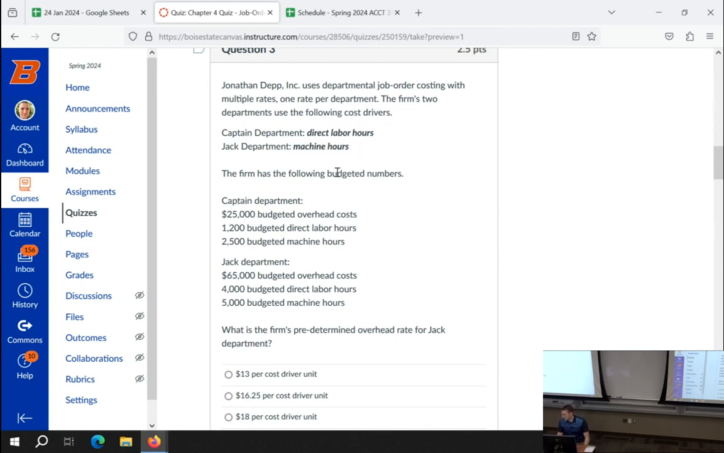And we have the following budgeted numbers. Remember, it's in the name that it's predetermined, so we need to use the budgeted numbers, in case I'm trying to tempt you here with using actual numbers. We need to use budgeted numbers to come up with our overhead rates. Captain Department has this data. Jack Department has this data. I've given you a budgeted overhead and two budgeted cost driver figures, and I'm simply asking for a rate.